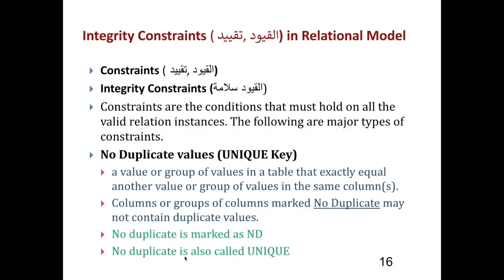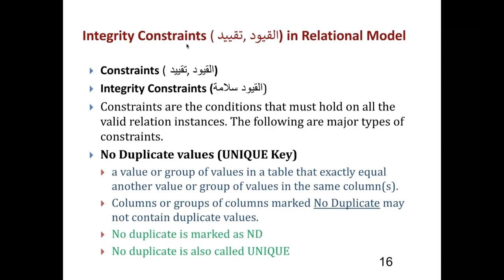Okay, after the keys, we are going to see some more conditions, some more constraints that we should implement on our relational model. These constraints are called integrity constraints. What do we mean by integrity constraint? A constraint means it's a condition, it's a rule, it's a restriction. In English, we call it integrity constraints.